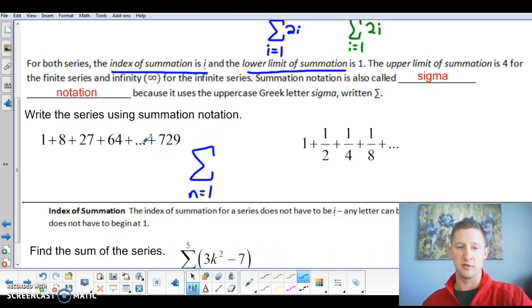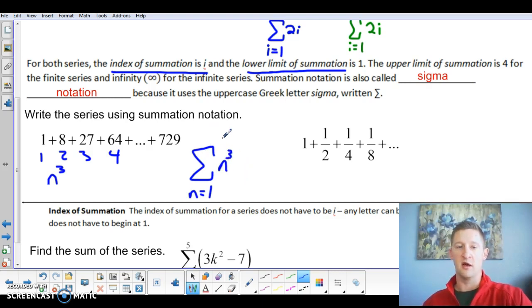The ellipsis in the middle means that there's some terms that were left out. So how do I come up with these particular numbers? 1, 8, 27, 64, 729. And again, if you don't recognize patterns very well, this can be a little bit difficult. But if you recognize this as being the perfect cubes, remember this is the first term, second term, third term, fourth term, etc. How do I turn 1 into 1, 2 into 8, 3 into 27, 4 into 64? Well, take that particular number and cube it. 1 cubed is 1, 2 cubed is 8, 3 cubed is 27, 4 cubed is 64, etc. So there's my rule, n cubed.